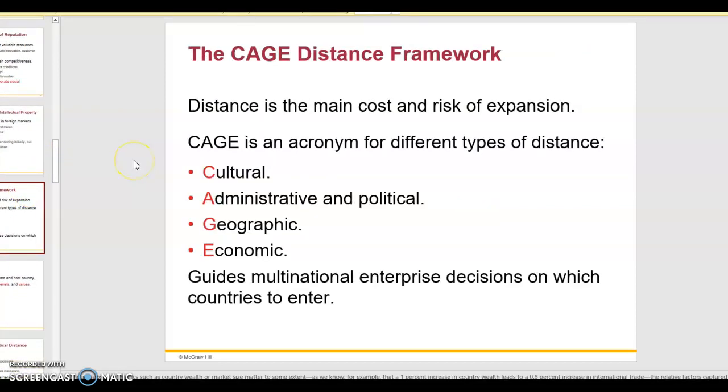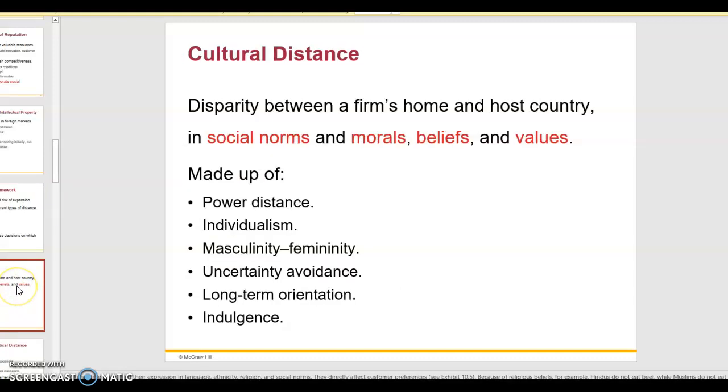The CAGE framework is another thing we want to think about on this. Distance is the main cost and risk of expansion. CAGE is an acronym for the different types of distances. You have cultural, administrative and political, geographical, and economic.